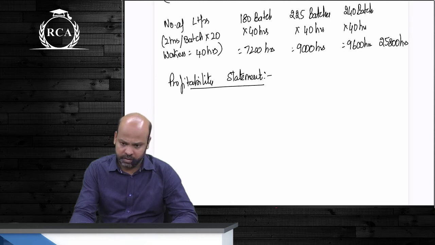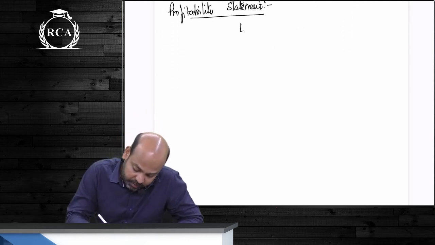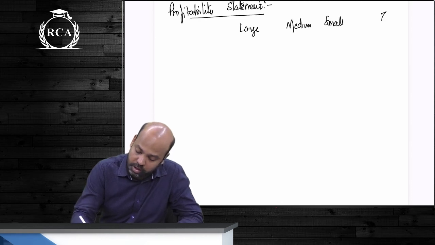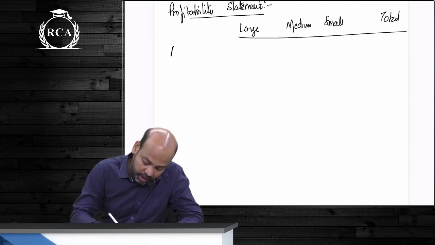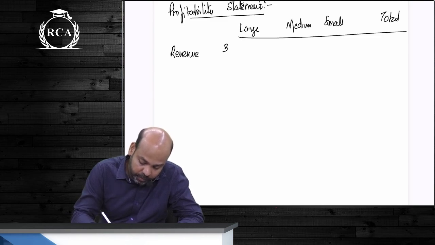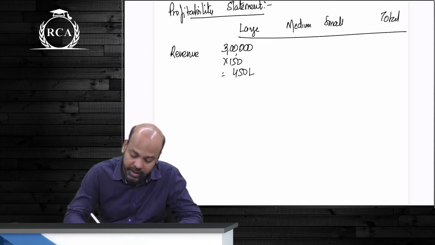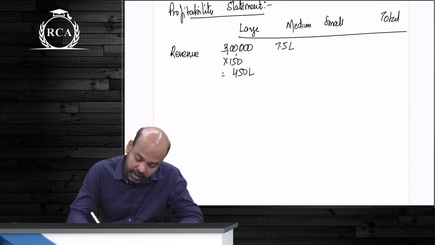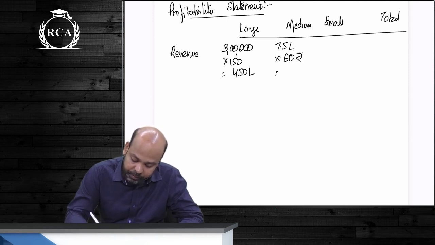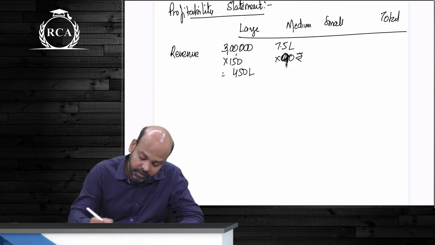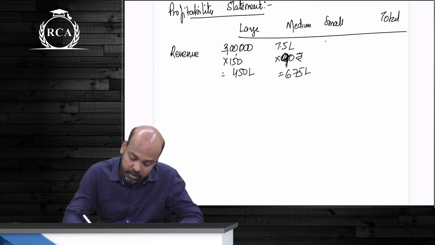Profitability statement, guys. What all bottles do we have, beta? Large, medium and total. We will focus more on the total column, okay. Revenue, guys, how many bottles of large? Each bottle's price, how much will that become? 450 lakhs. Next, beta, how many bottles of medium? 7,50,000 bottles into 60 rupees, guys. 90 lakhs, sorry, 90 rupees. 600. And small bottles, beta, 20 lakh bottles into 60 rupees.